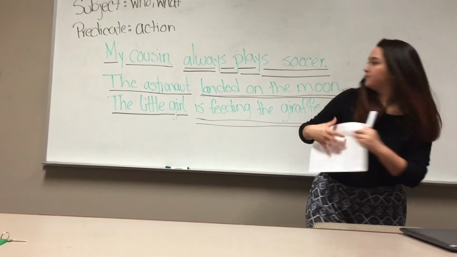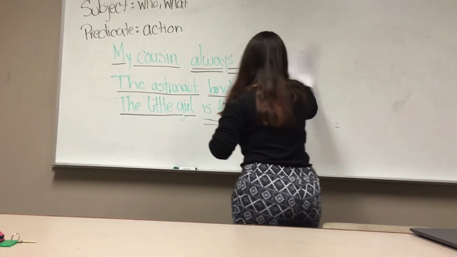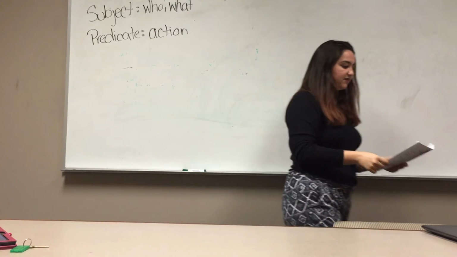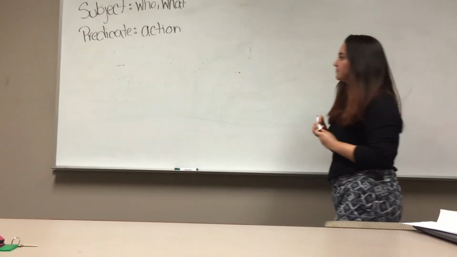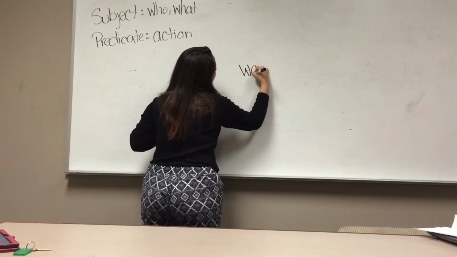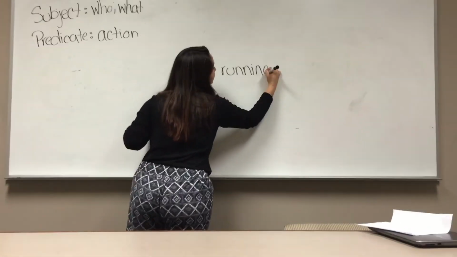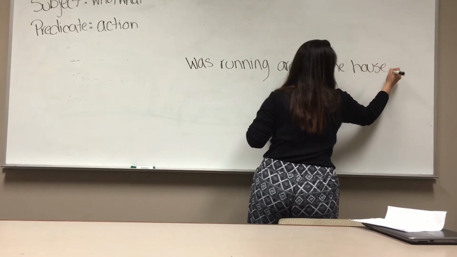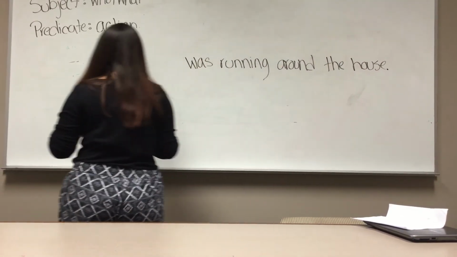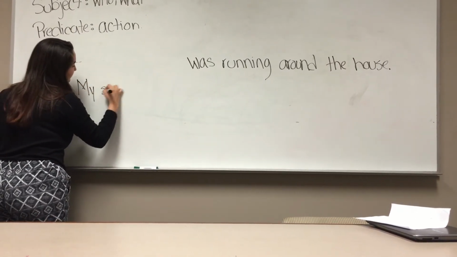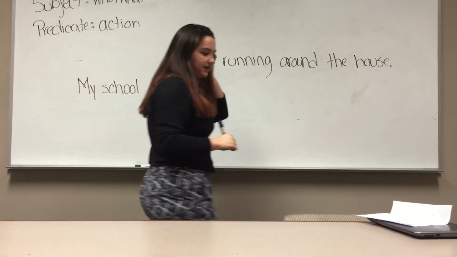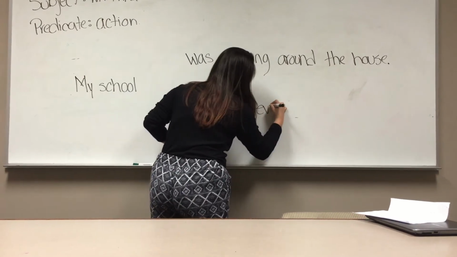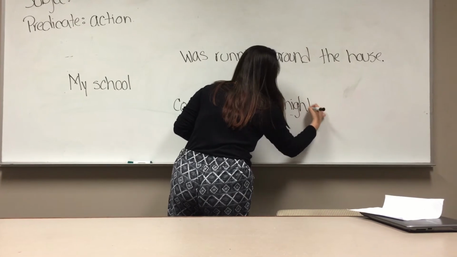So now I'm going to give you erasers first. I'm going to put 3 examples once again. Let's see. Was running around the house. Okay. Then, over here, another sentence. My school. And then I have our third example. Cooks dinner every night. Okay?